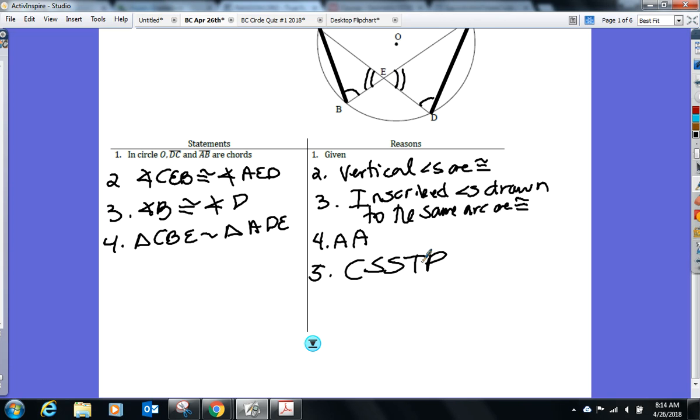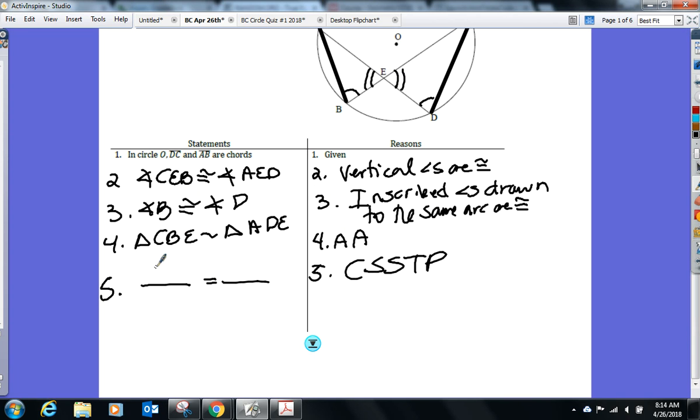CSSTP, yes. Corresponding sides of similar triangles are proportional. Anybody remember what I needed in the reason? Are proportional. I need a proportion, yeah, so that when I cross multiply, it'll fit my proof statement.